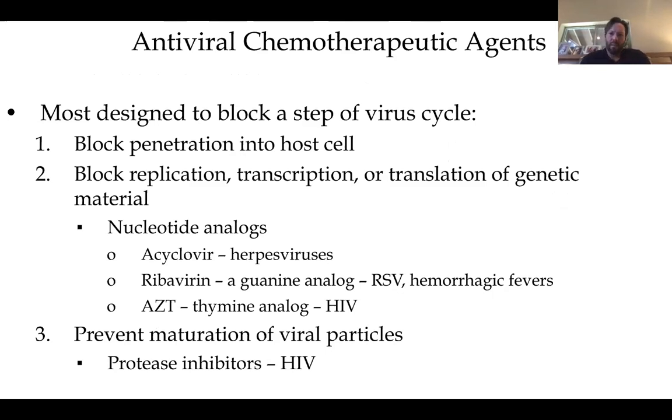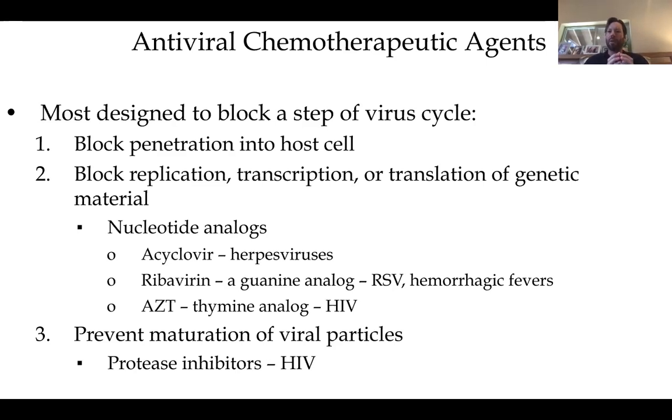Another mode is, well, we'll let the virus in, but we're not going to let it replicate. Okay, we're going to cut out translation. We're going to cut out transcription. We're going to have, again, these nucleotide analogs that mimic regular nucleotides and then sabotage the translation or the transcription process. And here are some examples of those and the different viruses that they target. And then another category is preventing the maturation of the viral particles.